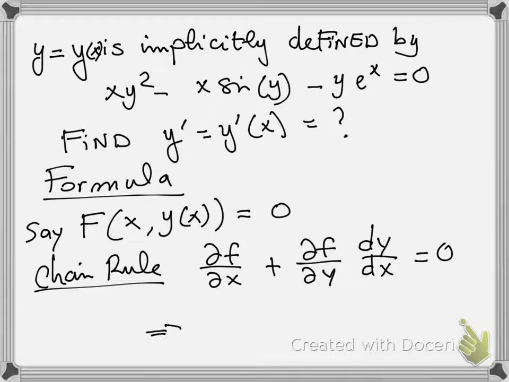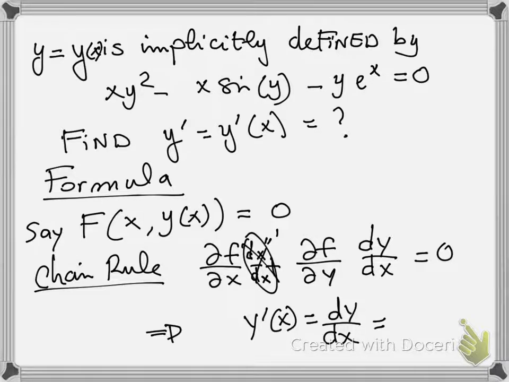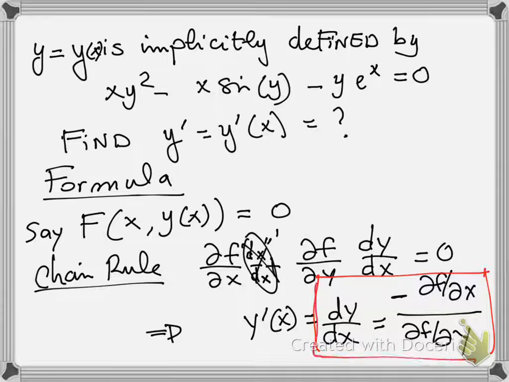Here again, this partial f, partial x is supposed to have dx because the variable is x here, right? So dx dx is equal to 1. Of course, this is just 1 here, okay? So then the formula is the following. So dy dx, y prime of x, you solve for dy dx, so that's minus partial f, partial x, over partial f, partial y. Okay, so that's the formula for y prime of x using the chain rule.